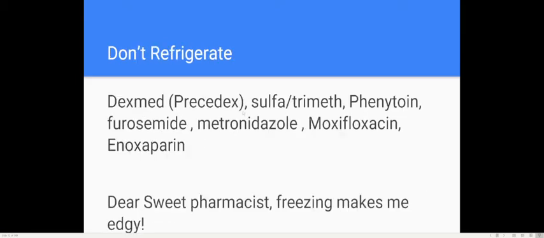Going into drugs that you don't refrigerate. A little acronym for you guys is Dear Sweet Pharmacist, freezing makes me edgy. So dexmedetomidine, Precedex, sulfamethoxazole-trimethoprim, which is also called Bactrim. Phenytoin, furosemide, metronidazole, which is also Flagyl, moxifloxacin, and enoxaparin. These medications don't need refrigerated.